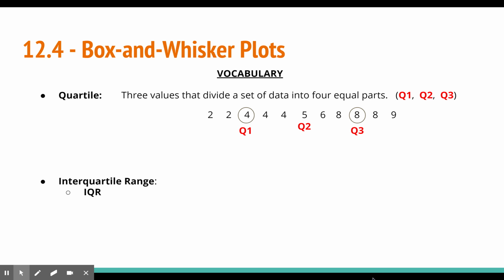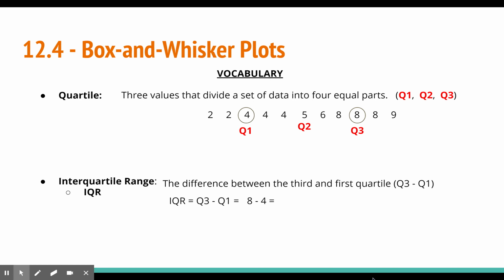Our next vocab thing that we got to know is the interquartile range, which we will call IQR. So if you remember range from yesterday, we took our max and we subtracted our min. This is going to be similar. For interquartile range, we're going to take our Q3 and we're going to subtract our Q1. So it's the difference between the third and the first quartile. So not max minus min, but Q3 minus Q1, that is going to be our IQR. So for our data set above, Q3 was 8, Q1 was 4, so our interquartile range is 4.